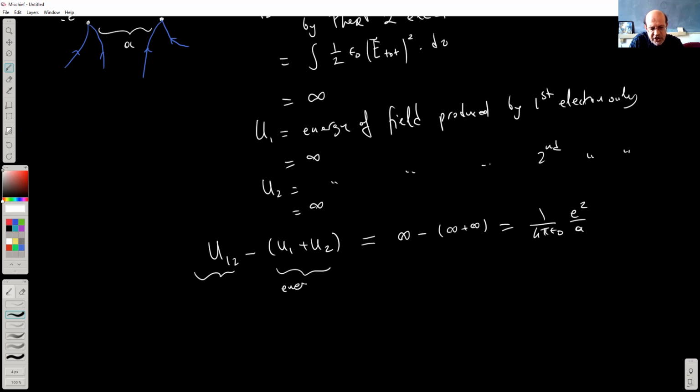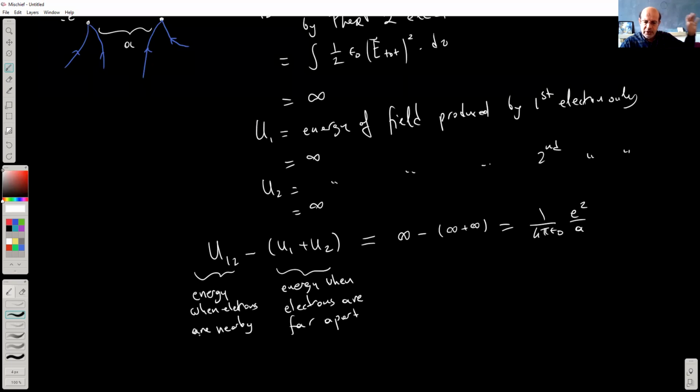So that's the energy when electrons are far apart. Okay, and that's the energy when electrons are nearby. Okay, so we always compute the difference of two energies, and even when the energies are infinite, we can still do this calculation, and then compute a finite result.